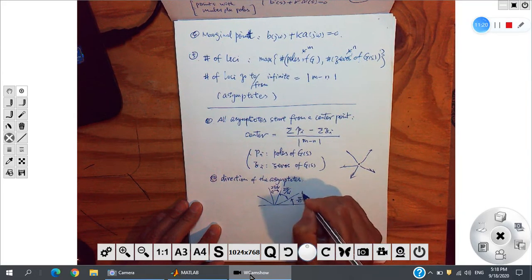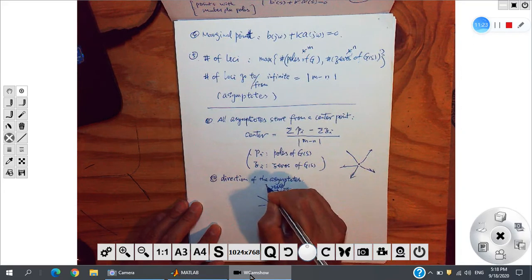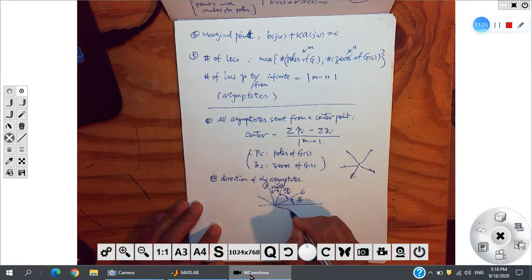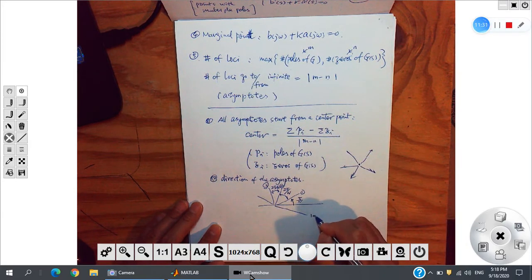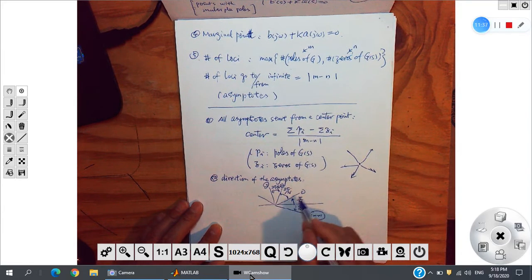Branch 1, branch 2, branch 3, and so on. And the last one here is another pi over n, right? Totally we have m minus n. So every 2 pi over n angle, we have a branch, like this.